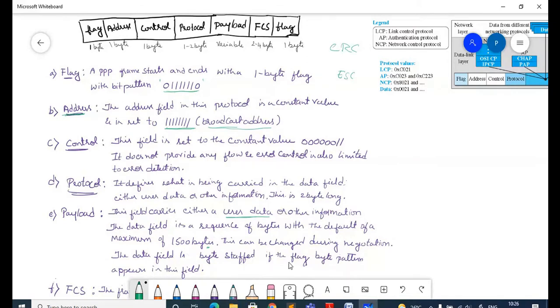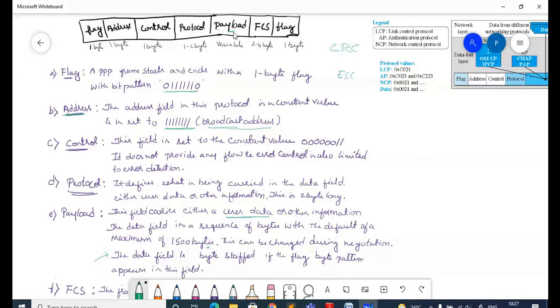The data field is byte stuffed. If the flag bit pattern appears in this field, this you already know. In case the flag pattern is part of the payload, then you have to go for byte stuffing. That is nothing but an escape character added in front of the data, indicating this is not the end of frame. Because once it starts reading the data, if this pattern arrives somewhere here, the data link layer thinks that this is the end of the frame.